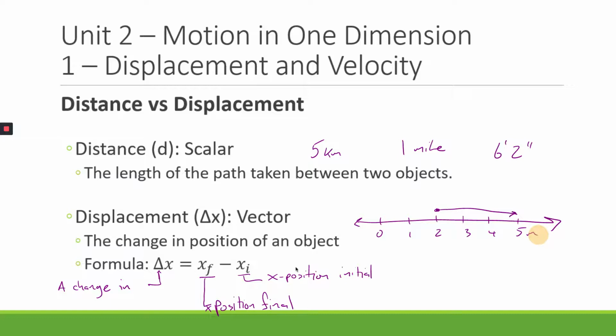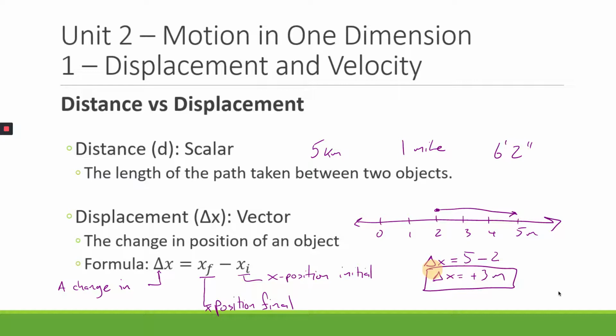So my displacement, my delta x, will be delta x equals x final. My final position was 5, minus x initial, my initial position was 2. So my delta x would be positive 3 meters. So I moved 3 meters in the positive direction. So that is my delta x.